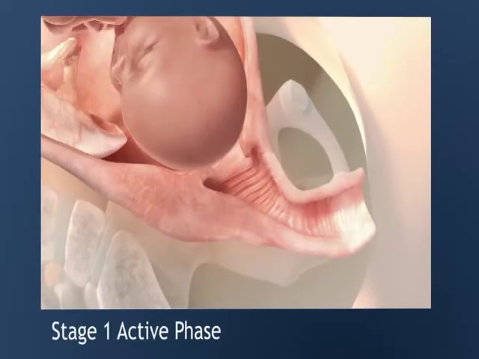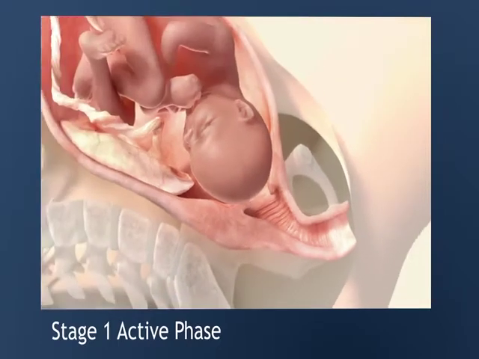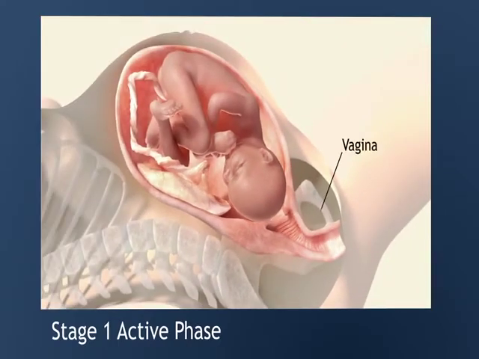Active labor occurs when the cervix starts to dilate more quickly. Contractions get stronger, last longer, and occur more often. The cervix continues to open wider to about 10 centimeters. Then pushing can start.